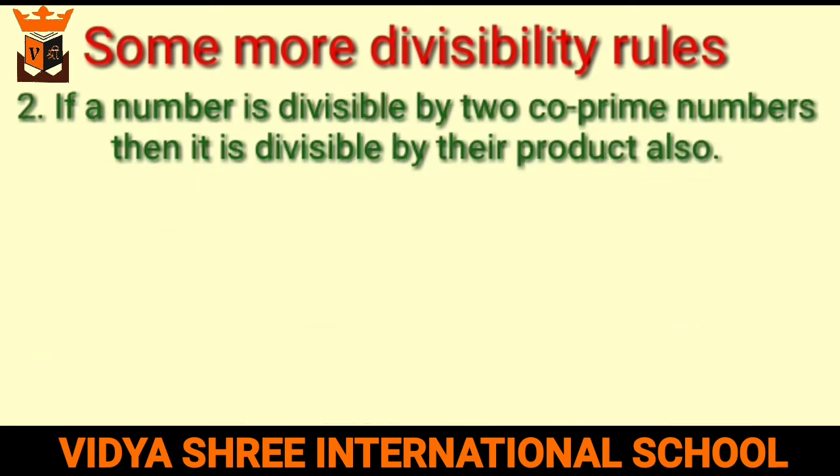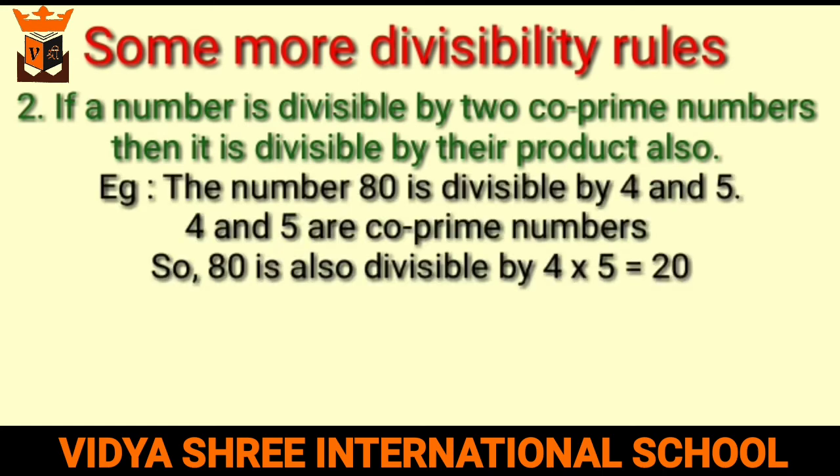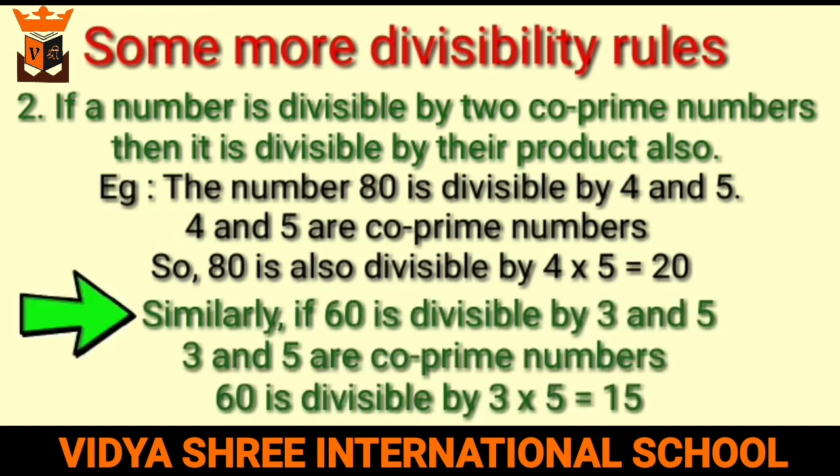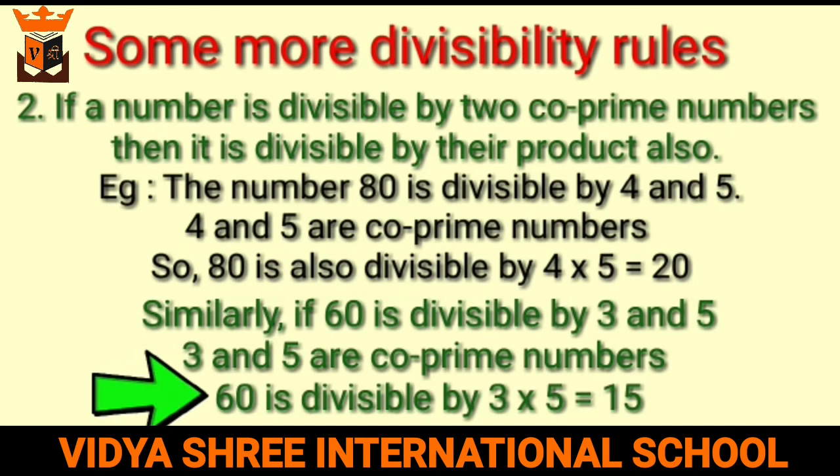Second rule is if a number is divisible by two co-prime numbers, then it is divisible by their product also. For example, the number 80 is divisible by 4 and 5, and 4 and 5 are co-prime numbers. So, 80 is also divisible by their product. It means 80 is divisible by 20 also. Similarly, 60 is divisible by 3 and 5, where 3 and 5 are co-prime numbers. So, 60 is also divisible by their product, that is by 15.